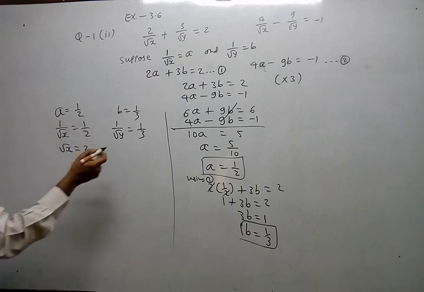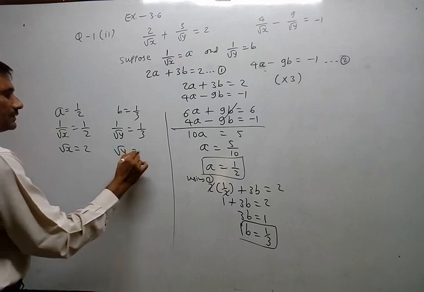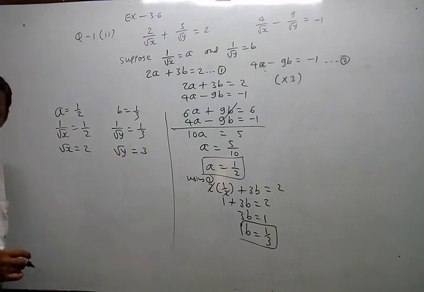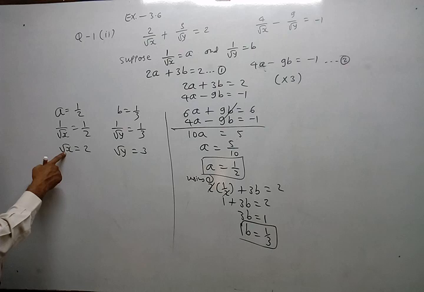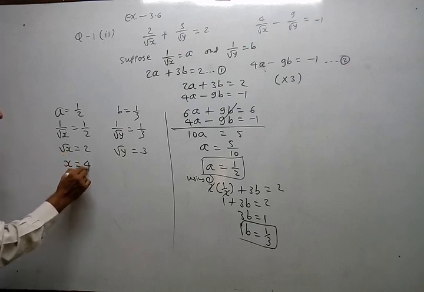Otherwise cross multiply. Both are same. Root y equal to 3. But we want x and y, not root x and root y. So if you remove the square root, then make square here. So x equal to 4.